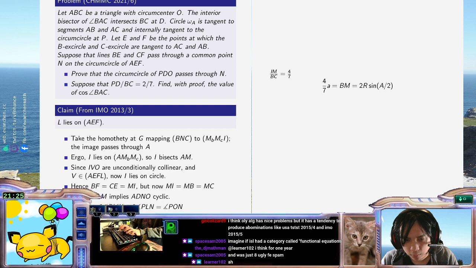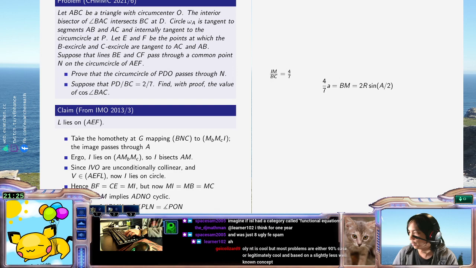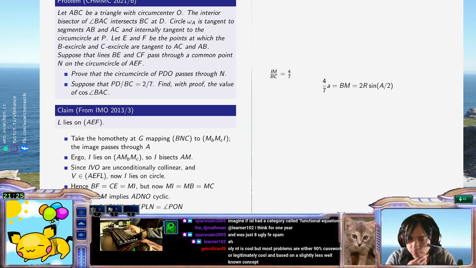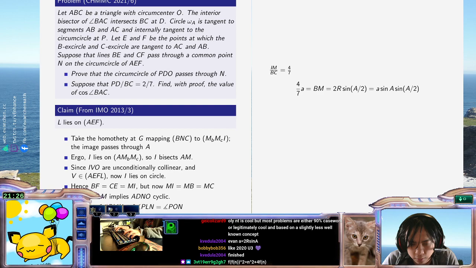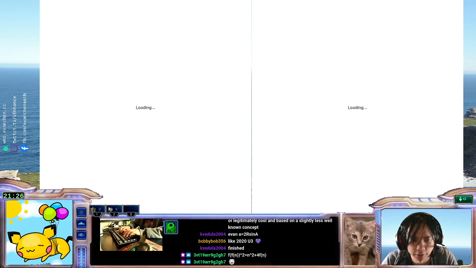Okay, so this is true. And if this is true, then we can use this to... something feels weird to me. Shouldn't the signs point the other way? It's A over sine A. Okay, so if this is true, then I can extract the value of cosine A. So let's see if I am not incompetent.